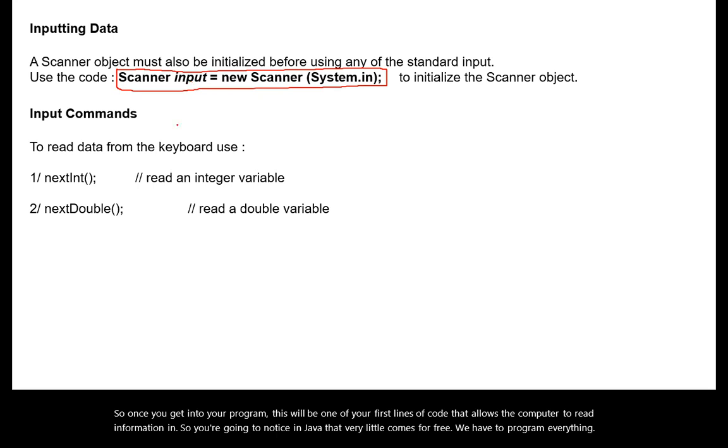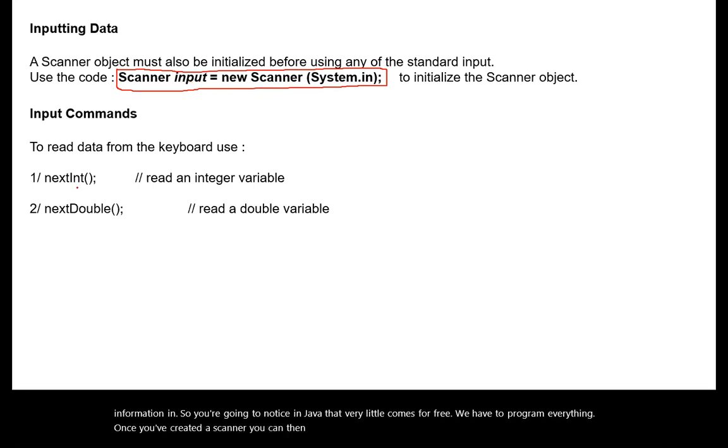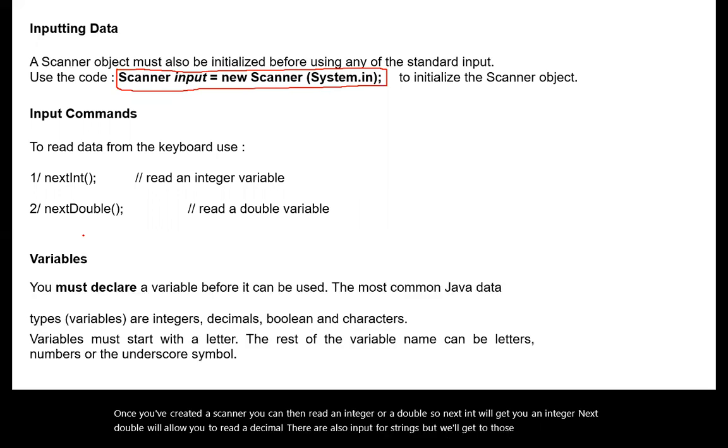Once you've created a scanner, you can then read an integer or a double. So next int will get you an integer, next double will allow you to read a decimal. There are also inputs for strings, but we'll get to those later. Any variables must be declared before you use them. So integers, decimals, booleans, characters.